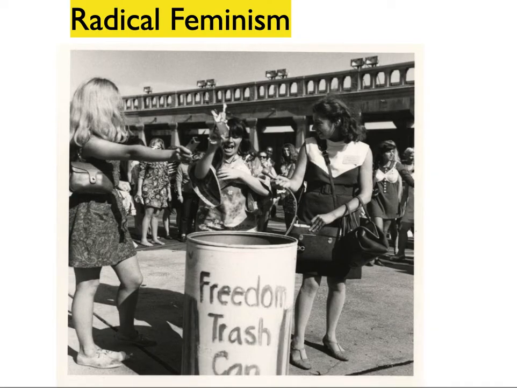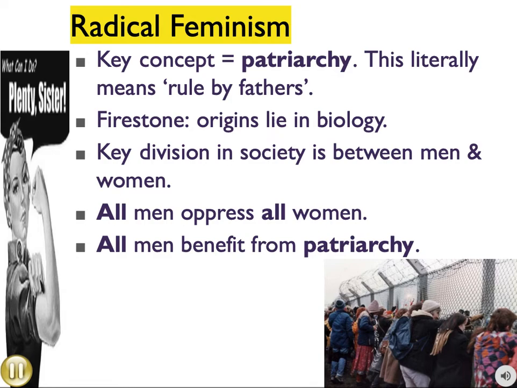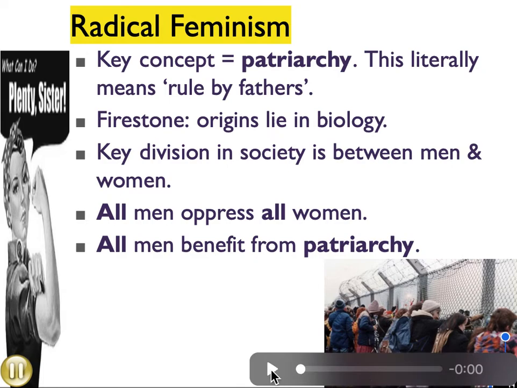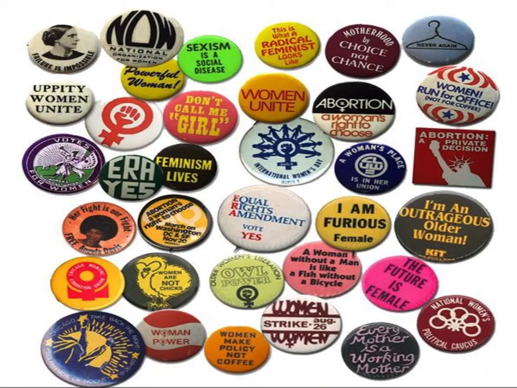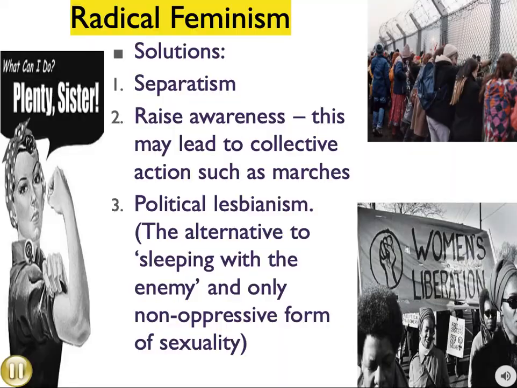Radical feminism is a much more extreme version of feminist theory. Radical feminism emerged in the 1970s. Its key concept is patriarchy. They see patriarchy as universal and the primary and most fundamental form of inequality and conflict. Hence, all men oppress all women from this perspective. Their solutions are radical.